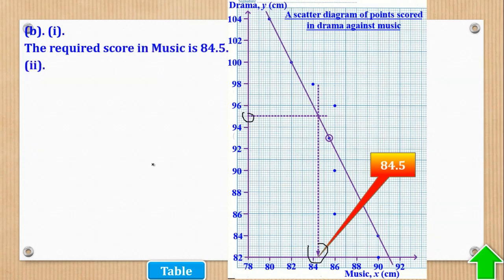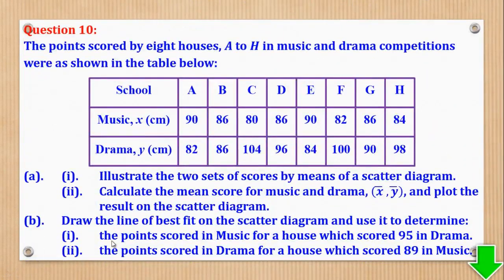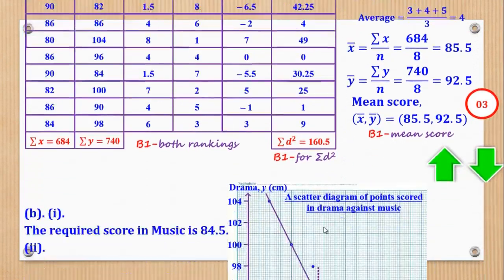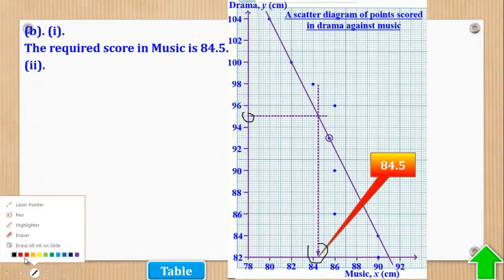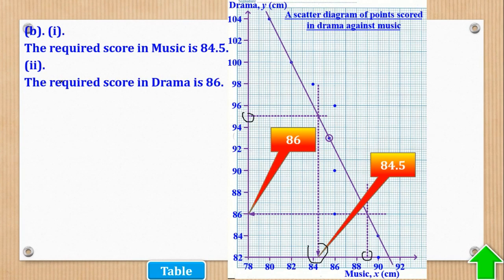Then for Roman 2, points scored in drama for a house which scored 89 in music. So we shall go to music and look for 89. Then where it meets the line of best fit, we take a horizontal line and read off that value. And then you can write. So that was part B. Then part C.